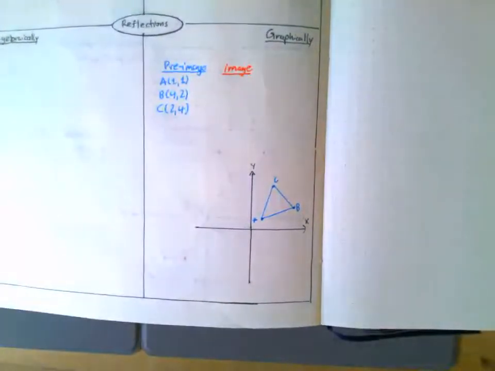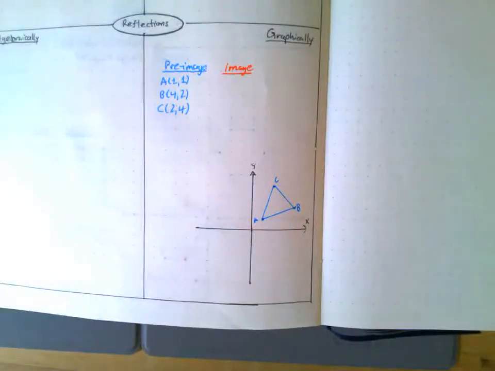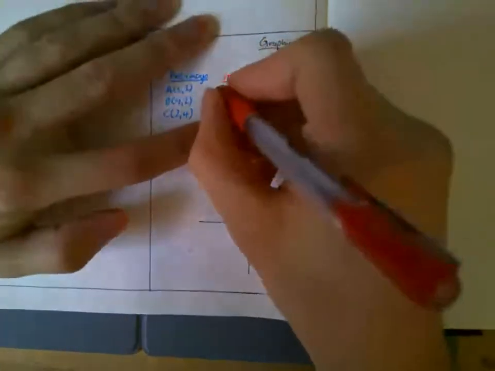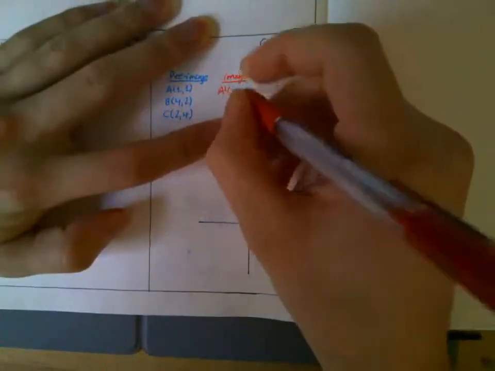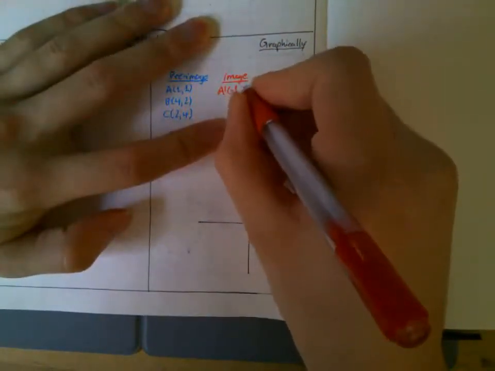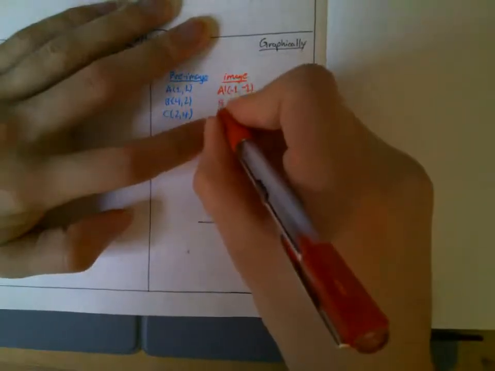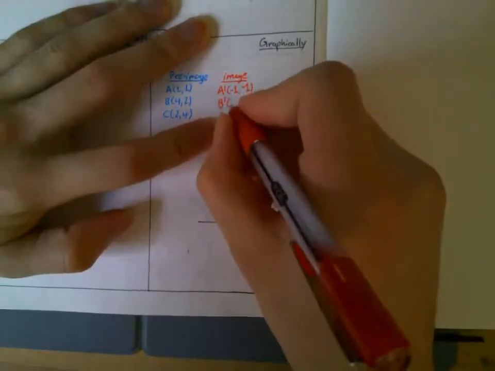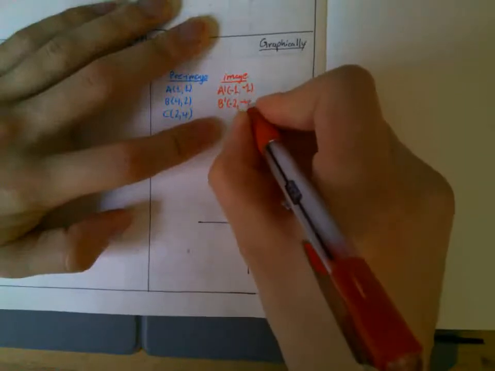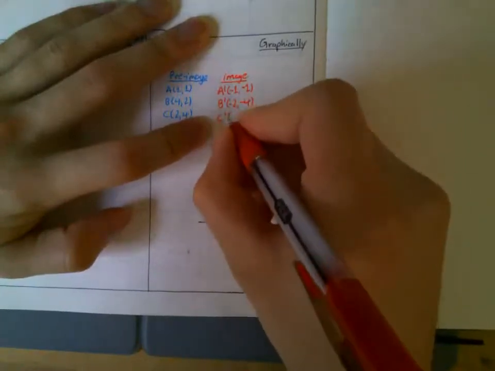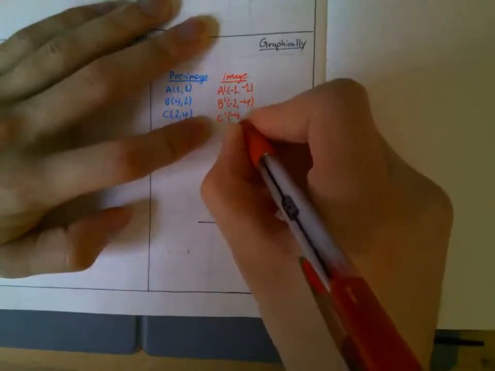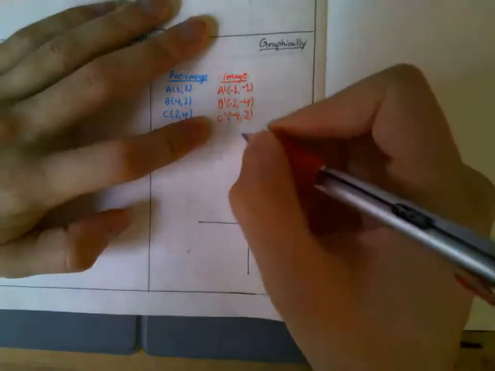Okay. So, and we want to get the following points. And let's just say we have our image after our translation. So A prime is going to be negative 1, negative 1. B prime is going to be negative 2, negative 4. And C prime is going to be negative 4, negative 2, right?